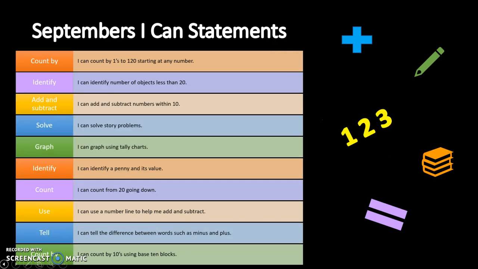To start, I would like to look at my September I Can statements. These are what students should be able to do during my assessment, and I received these from my curriculum map. If you look to the left, you can see that I used keywords. These keywords will help me see that my students need to be able to solve, graph, count. And this will help me later on see if my students are actually reaching their I Can statements.